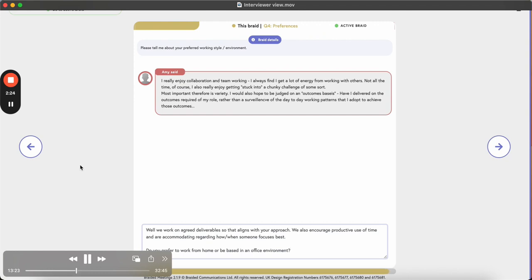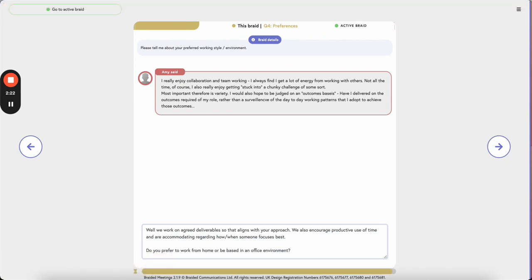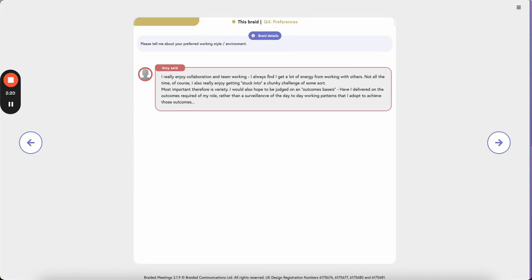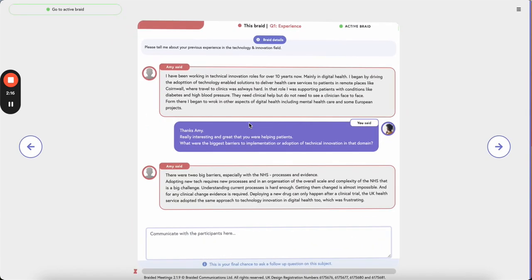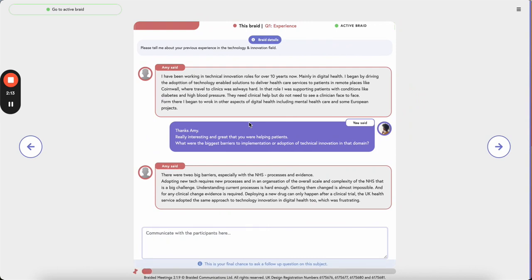Okay, so near the end of question 4 for Tina, and then Tina's going to rotate back onto question 1. And what you're going to see is the original question, Amy's first answer, Tina's first follow-up question, and Amy's follow-up answer. You can see at the bottom that Tina has a notice telling her this is her last chance to ask a follow-up on this topic.